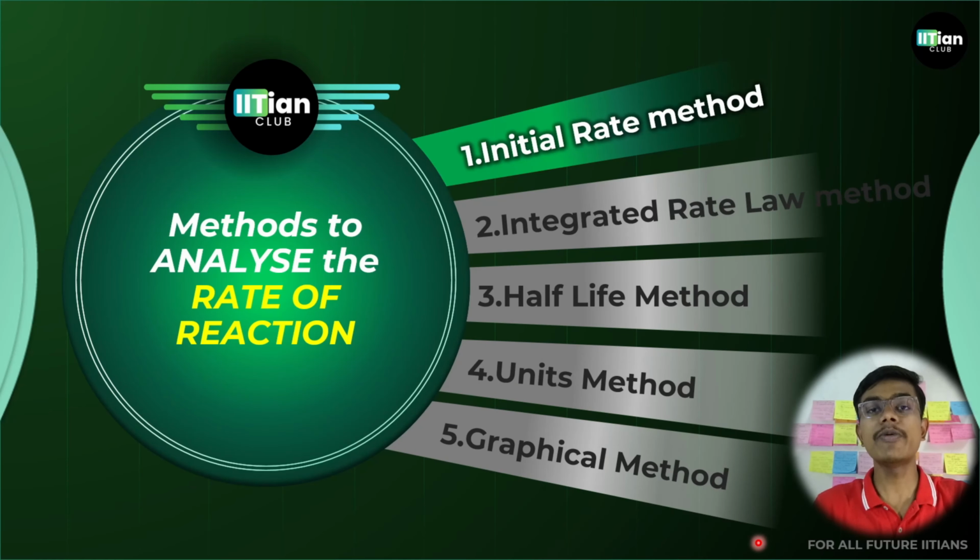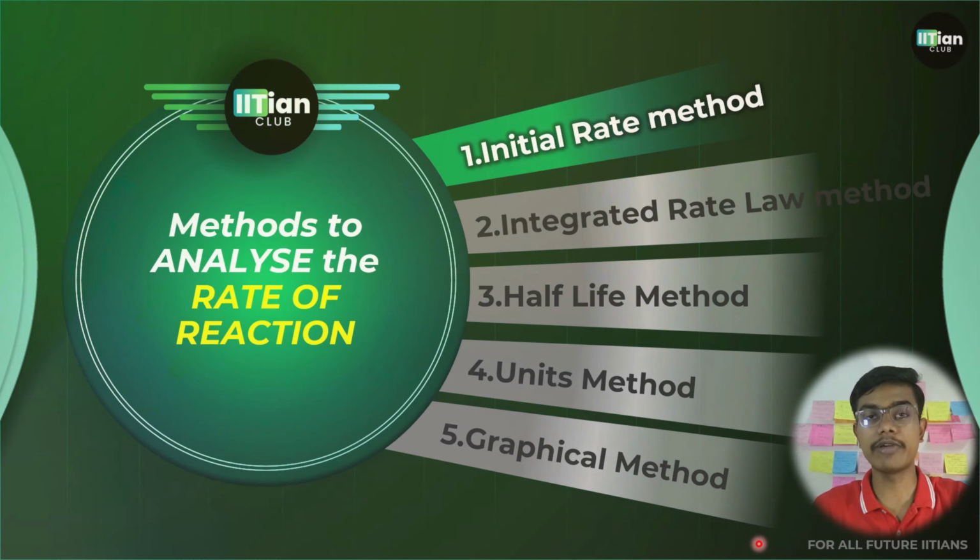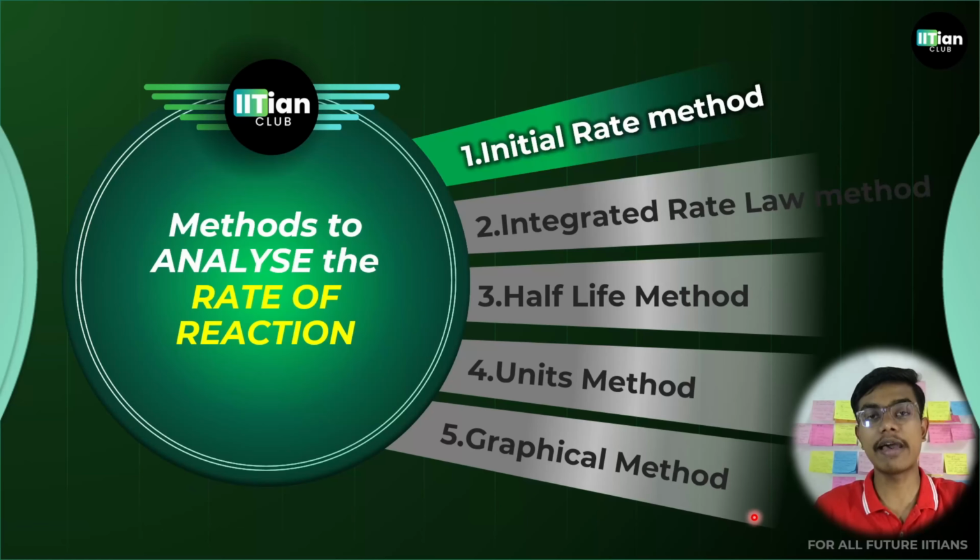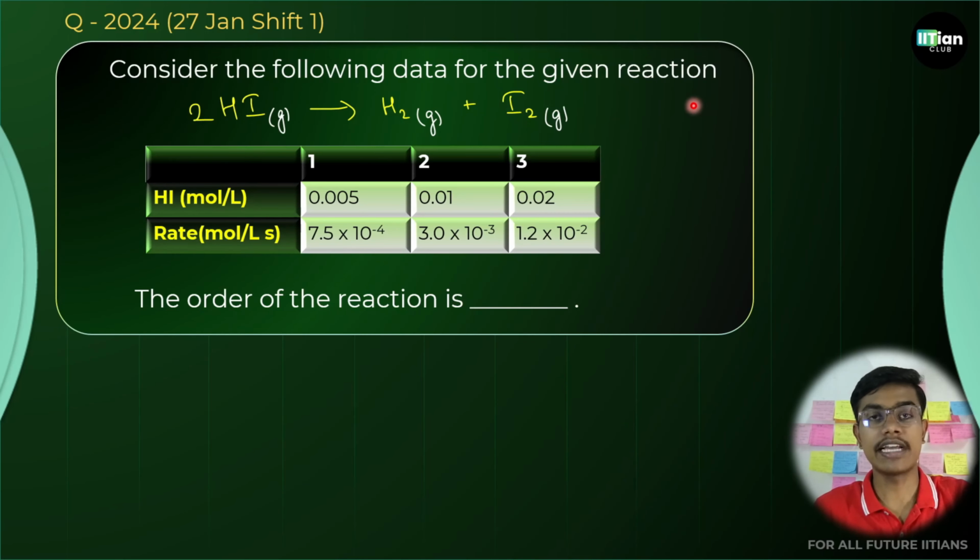I will help you understand this method with a recent PYQ. This way you will be understanding the concept as well as solving a question. So let's start. Consider the following data for the given reaction. They have given us a reaction, that is HI decomposing into hydrogen and iodine. And they have given different rates for different initial concentrations. For different concentrations of HI, we'll be getting different rates.